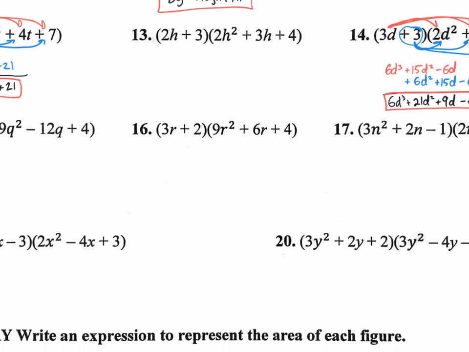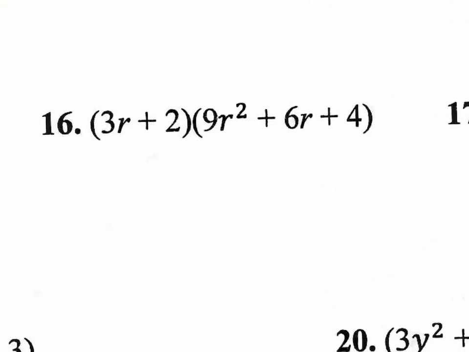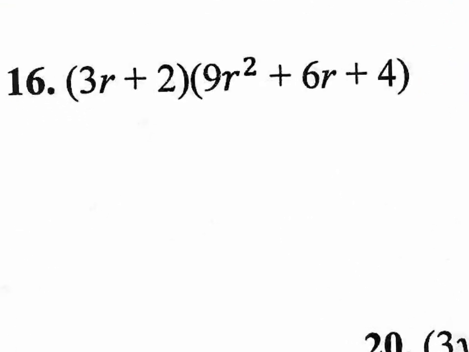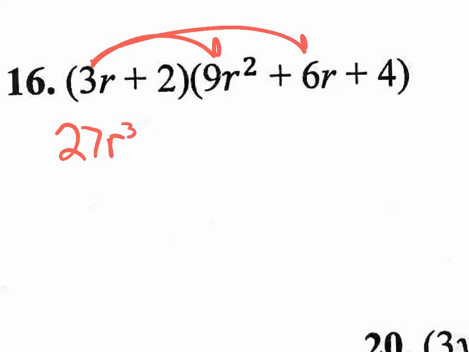Finally. Oh no, it's not that fun. It's just the same. Distributing a binomial into a trinomial. So here we go. 3r times 9r squared, that's 27r to the third. 3r times 6r, that is 18. r times r is r squared. And then 3r times 4, that's simply going to be 12r.